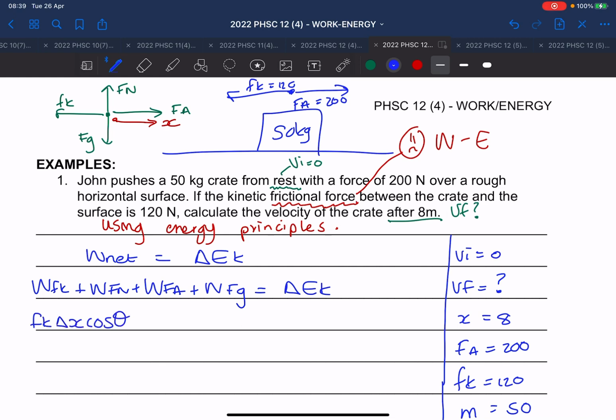You remember how we work out the work? What is the work for the normal force? Immediately I'm going to write down plus 0. Why? Because it's cos 90 degrees. And then also immediately I'm going to say the work due to gravity is 0. Why? Because gravity is down, the displacement is to the right, so the angle is 90 degrees. So for this one, it's always also plus 0.